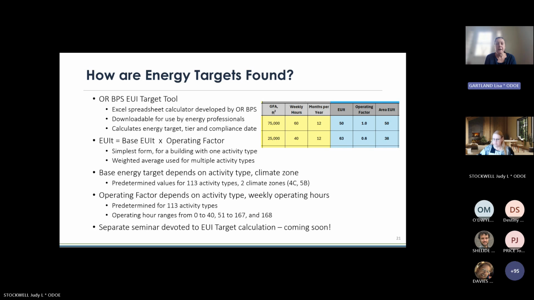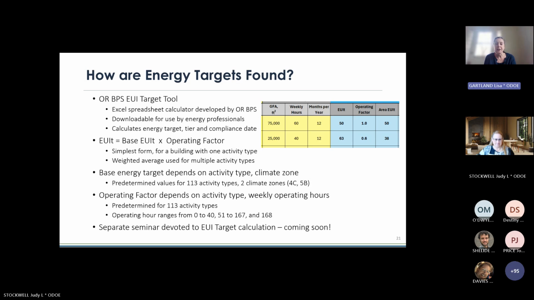So, once again, the base energy target depends on your building's activity type. It also depends on the climate zone. As you might know, there are 2 climate zones in Oregon: 4C, which is the coastal climate zone, and 5B, which is the hotter, drier, colder inland climate. We have predetermined values for 113 activity types, and they're all hard programmed into our target tool, so you don't have to look them up or anything.